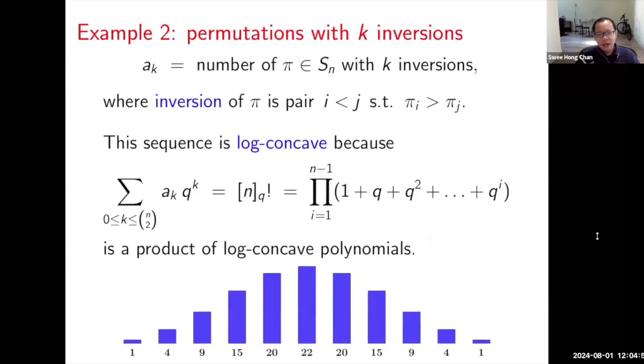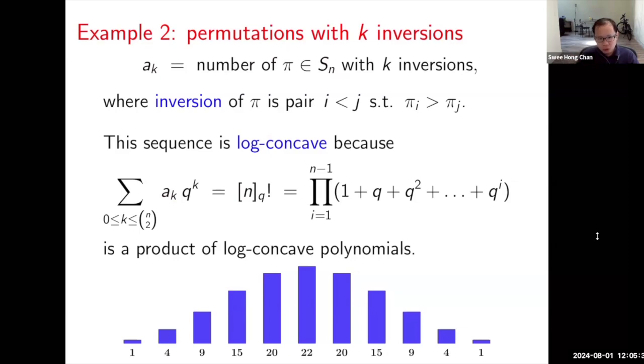The second example comes from permutations. Let a_k be the number of permutations of n elements with exactly k inversions, where an inversion of a permutation is a pair i and j such that i is less than j but pi(i) is greater than pi(j). This means that you invert the order, that's why you call it an inversion. As far as I know, there is no explicit formula for this sequence a_k, so you cannot prove log concavity by direct computation.